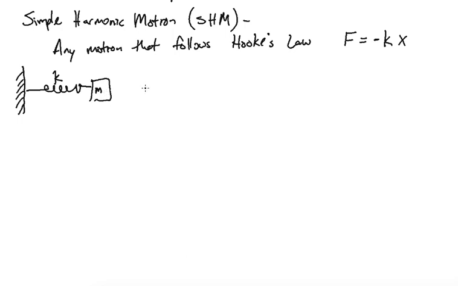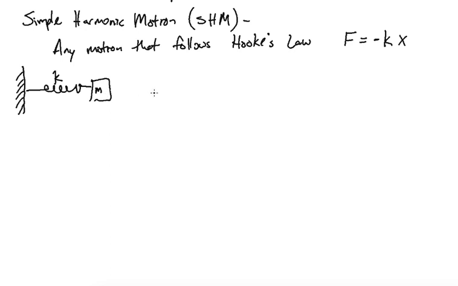If I pull this and stretch it out to the right, it'll bounce back and forth. Assuming this is frictionless, it'll bounce back and forth between the two amplitudes, the maximum displacement. I'll pull it off to the right 5 centimeters and let it go. It'll go to negative 5 centimeters, then positive 5, then negative 5, then positive 5, and it'll just keep going back and forth if there's no friction.